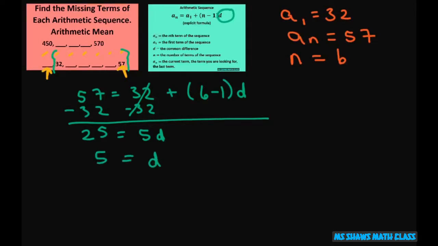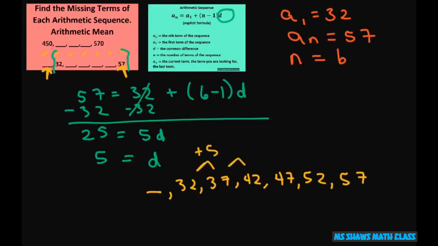From there, we're going to start with our 32, and just keep adding 5. So this will be 37, 42, 47, 52, and 57. So to get this first term, since all I'm doing is adding 5 all the time, here we're going to have to subtract 5 to get that. So that's going to just be 27.